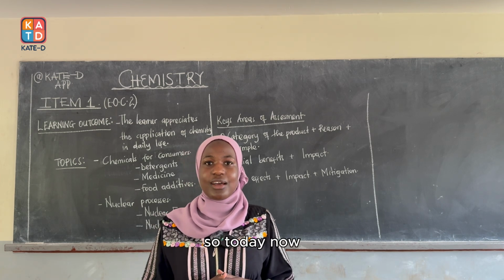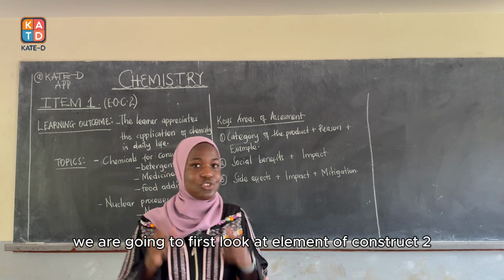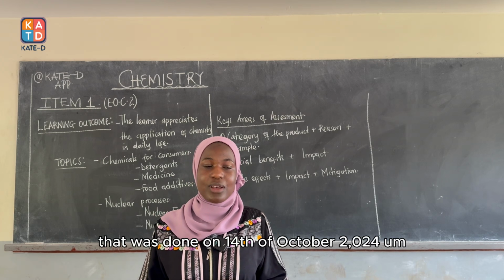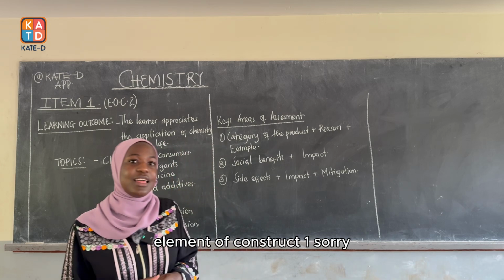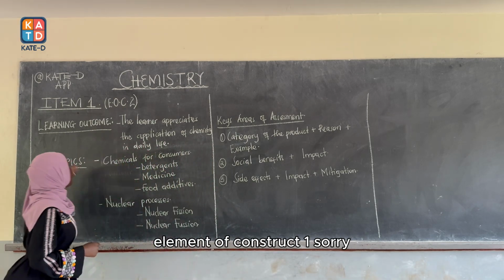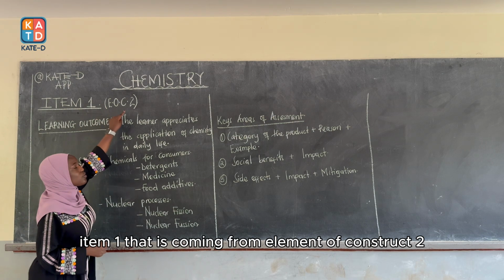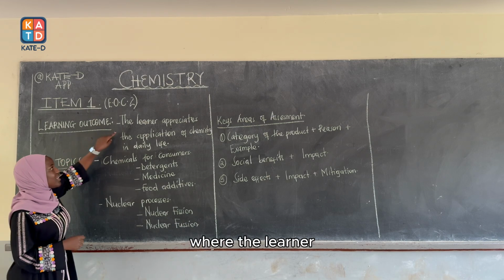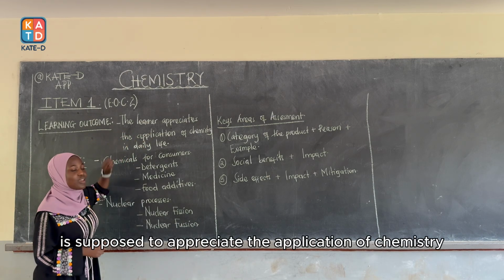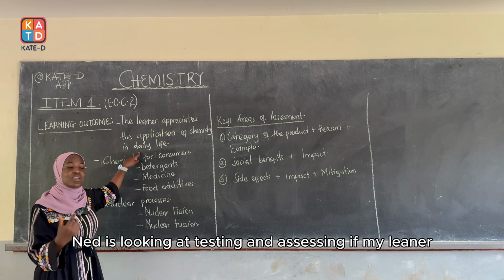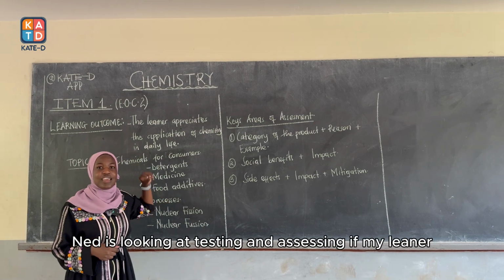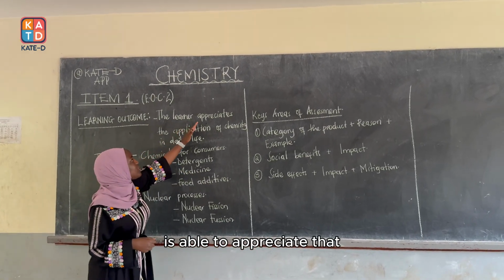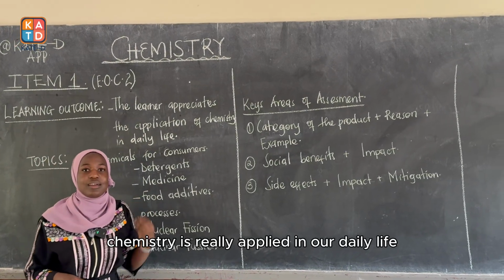So today we are going to first look at element of construct 2, that is item number 1 of the UNEB paper that was done on 14th of October 2024. Item 1, which comes from element of construct 2, this is how I'm abbreviating it, has a general learning outcome where the learner is supposed to appreciate the application of chemistry in our daily life. So UNEB is looking at testing and assessing if my learner is able to appreciate that chemistry is really applied in our daily life.